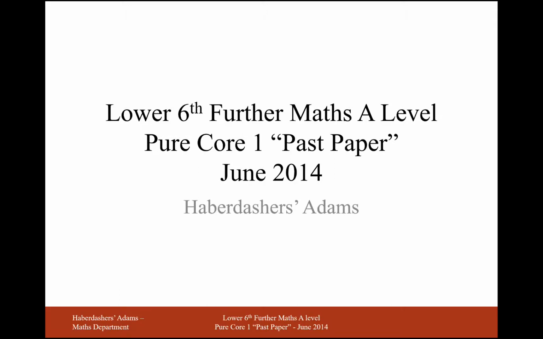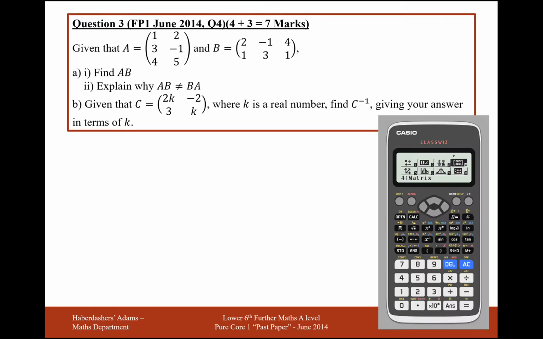Hello there and welcome to Lower 6th Further Maths Pure Core 1 past paper June 2014, these questions come from, and we're on FP1 question 4 from June 2014. I've got my calculator here ready for a matrices question. So find AB, so that's matrix A times matrix B.